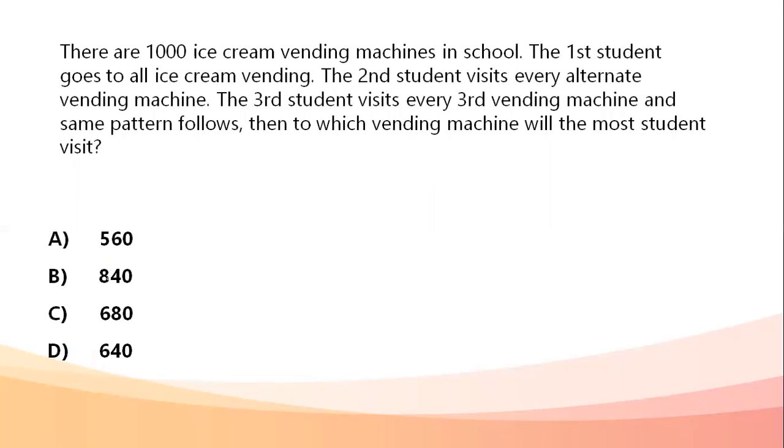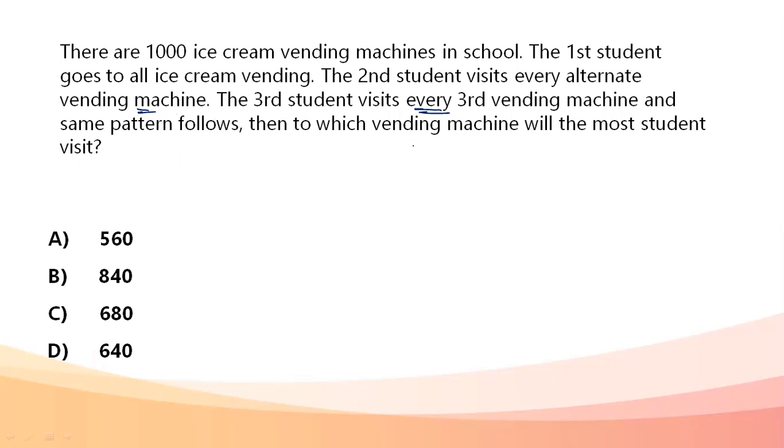Next question. There are 1000 ice cream vending machines in school. The first student goes to all ice cream vending machines. Second student visits every alternate machine. Third visits every third machine, and the same pattern will be followed. Then to which vending machine will the most students visit?